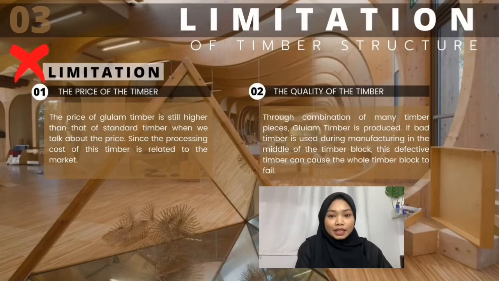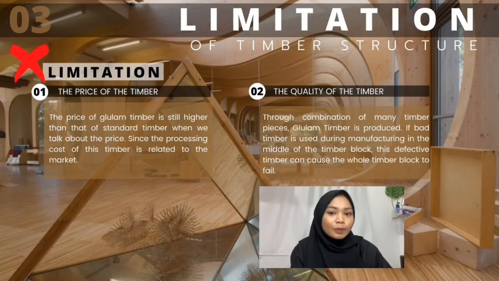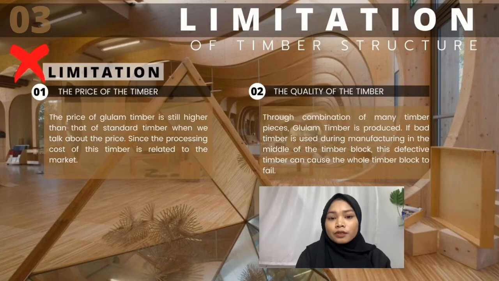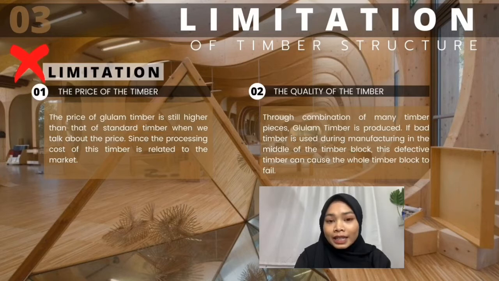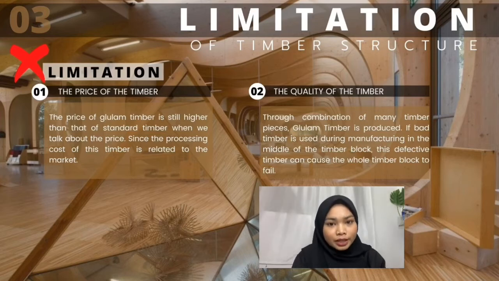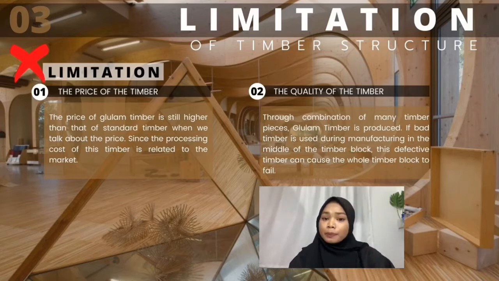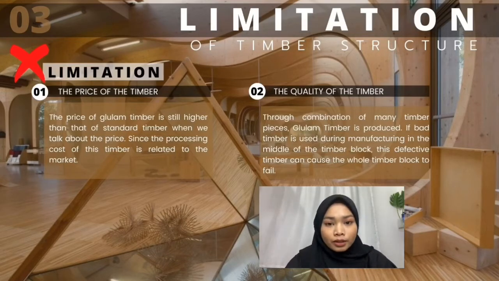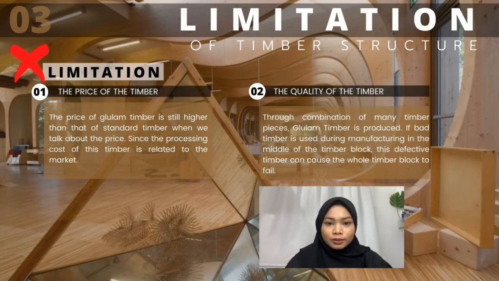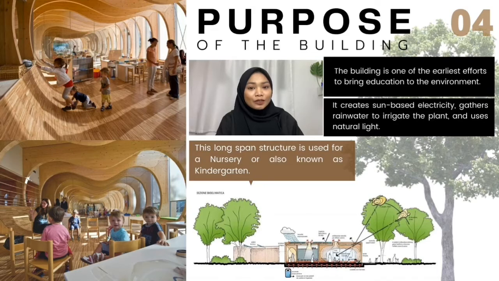Next is the limitation of using timber as the portal frame structure. First is the price of the timber. When we talk about the price, we already know that glulam timber is higher in price than standard timber because it is related to the market. Second is the quality of the timber. The glulam timber is produced by a combination of many pieces of timber. If bad timber is used during the manufacturing in the middle of the timber block, this defective timber will cause the whole block to fail.